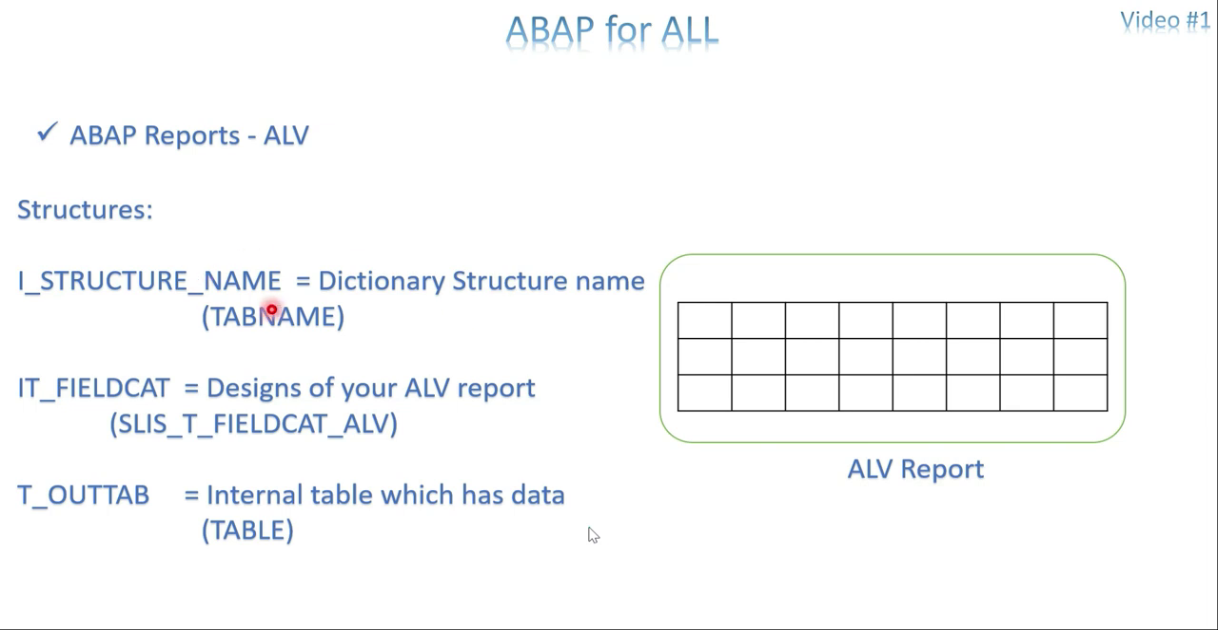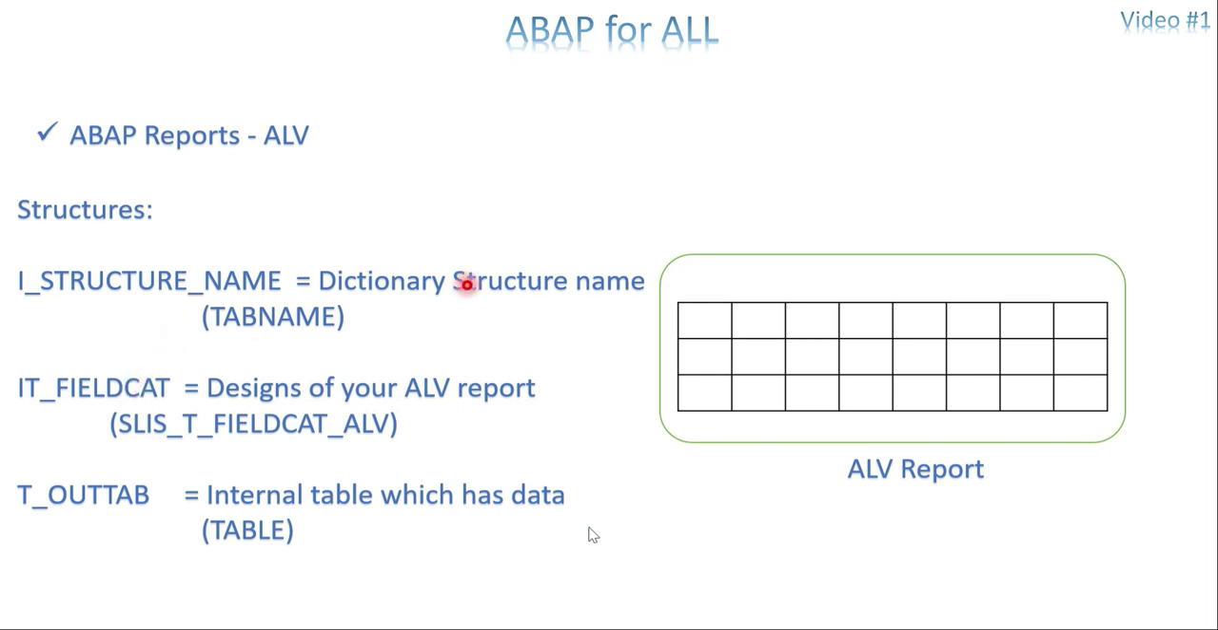So the dictionary structure name, be it a table or a structure, whatever it is, you have to give that name. This parameter refers to a type name, because we need to know this actually. Under every parameter there is a structure. It could be a variable, it could be a table type, whatever it is, we need to be aware, because based on that we have to create our own data declarations, right? So we have to be aware of that.